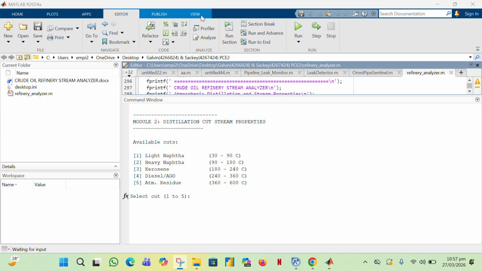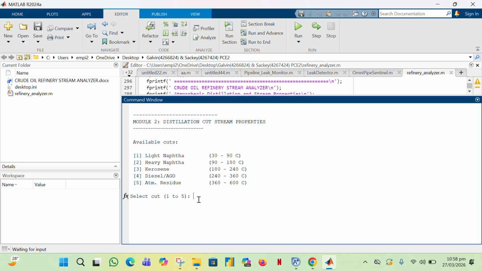Okay, so Model 2 says distillation cut stream properties. It's showing us the available cuts, which are the 5 fractions of the crude oil we will get from this crude oil. When you select one of these fractions, you can look at the stream properties, the properties when it is flowing through a pipe after it has been gotten as a fraction. So let us pick one. For this example, we are going to pick 3, which is kerosene.